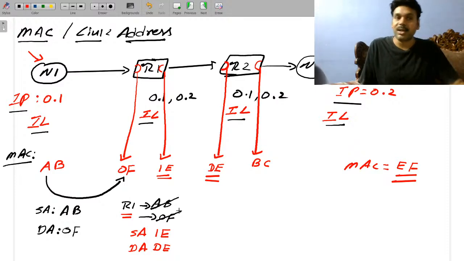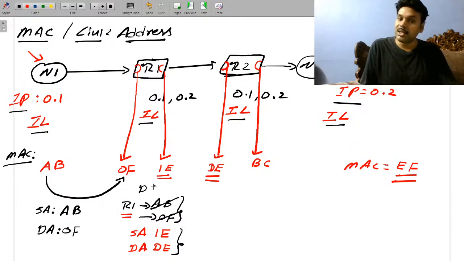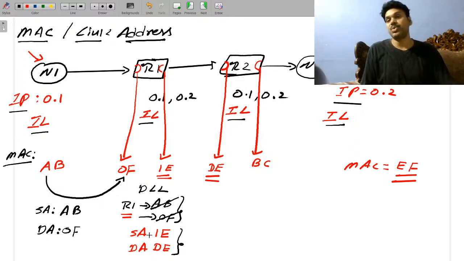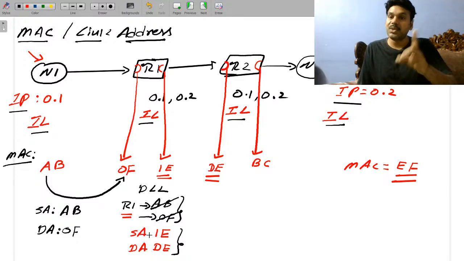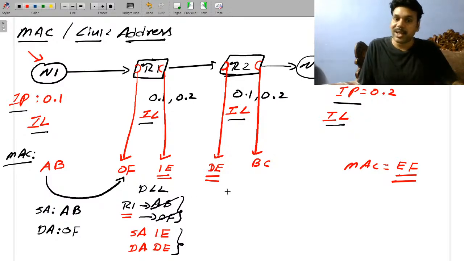That's why I said the DLL is used 2 times: one for elimination and one for adding. In the same way, the physical layer also feels that it needs to hand over the data link to link, not end to end. That's why the physical layer is also used 2 times. Now come to the next router.